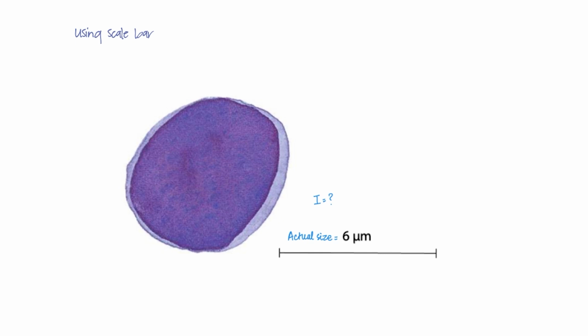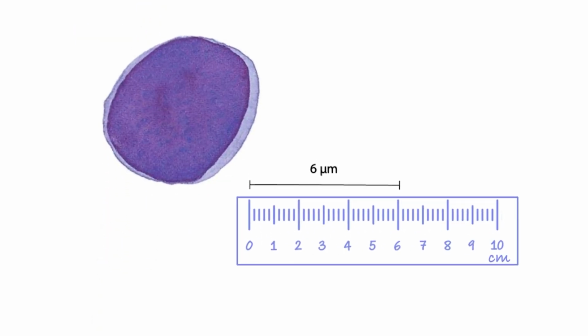In order to calculate the image size now, you don't have to put your ruler on top of the cell, but rather you need to put your ruler on top of the scale bar that is shown to you. This time around, when we placed our ruler and measured the length of the scale bar shown, it also came out to be 6 centimeter. So this time around, the actual length is 6 micrometer and the calculated image size is 6 centimeter. Now that we have two quantities out of 3, we can calculate the third quantity.